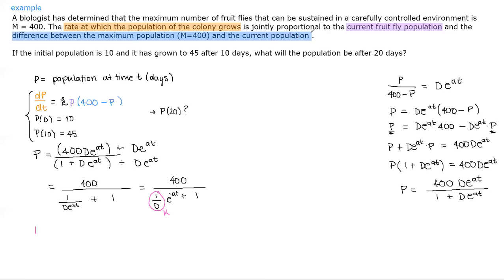So finally, we have an expression for P, which is P of T. The population at time T is given by 400 over K e to the minus a times t plus 1.